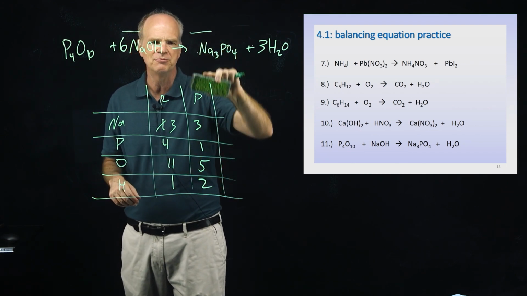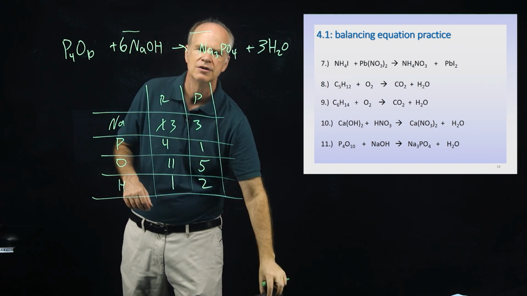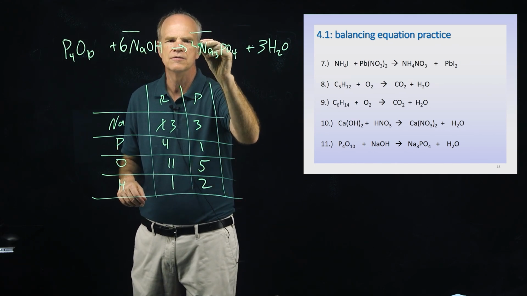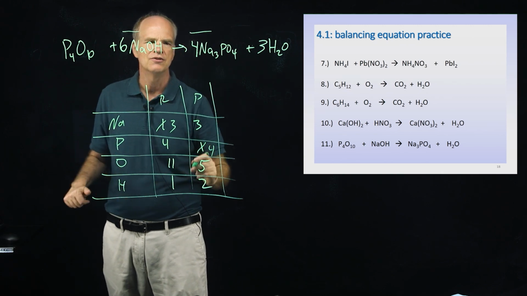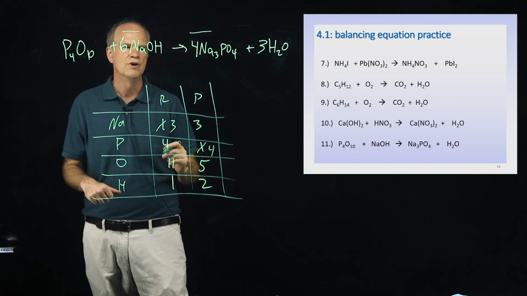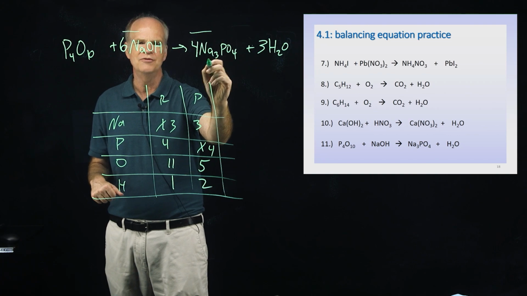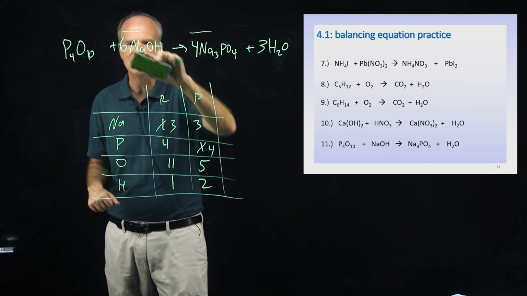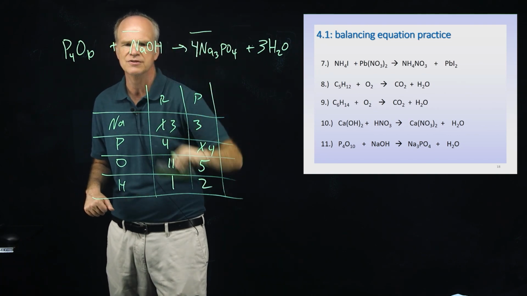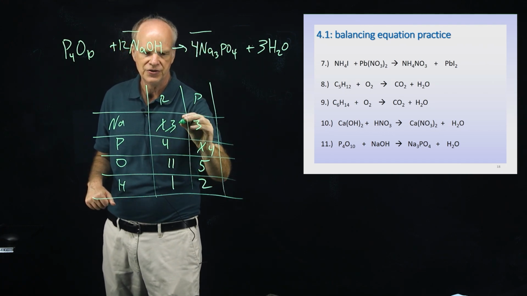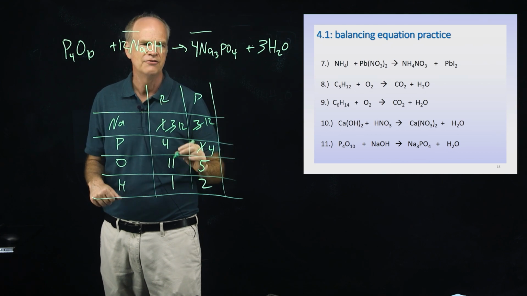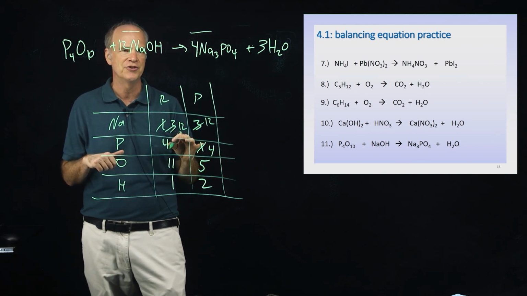So let's bump this up to 4. So we have 4 phosphoruses here. Now, let's see where we're at with the sodiums. We have 12 here, we have 6 here, so I'm going to have to bump this up to 12. Oh my goodness. So 12 is for sodium. Looks like the phosphoruses and sodiums are balanced so far.